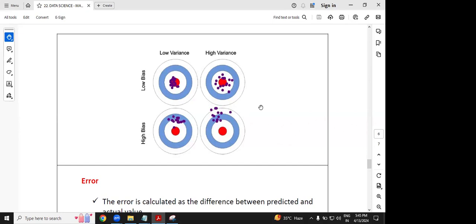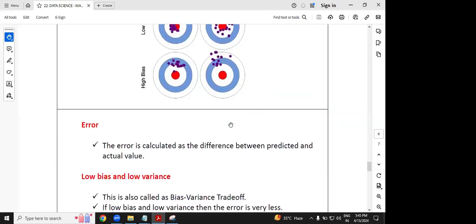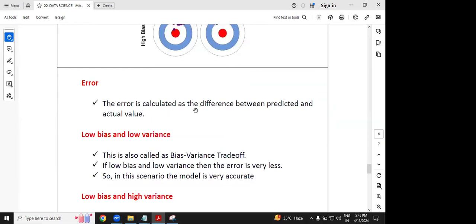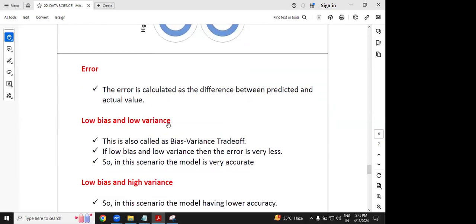Repeating one more time, in a real-time example we don't need to calculate this, but if you want, you can calculate it. Good conclusion of the story: with respect to these four combinations, this one is also not up to the mark. The error is calculated as the difference between the predicted value and the actual value. Low bias and low variance.